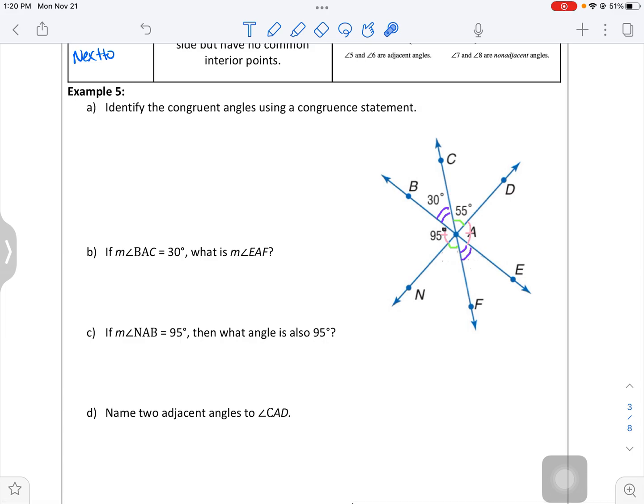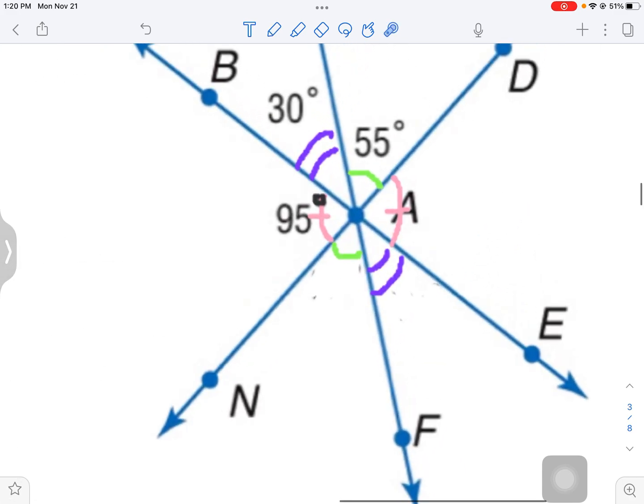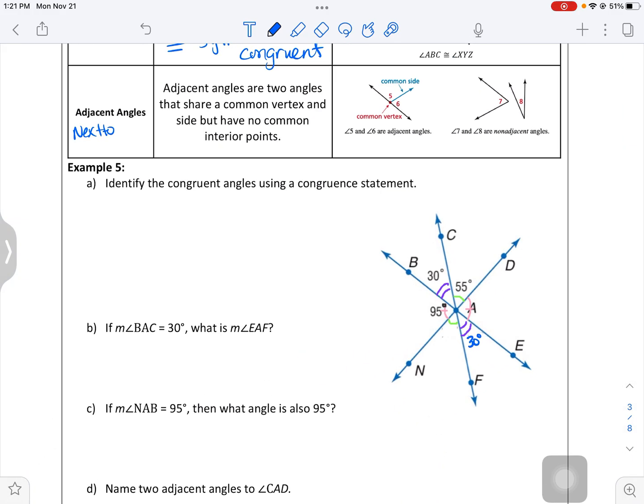Identify the congruent angles using a congruent statement. So congruent angles. Remember, when I'm looking at tick marks, this and this mean they're congruent because they both have 2 tick marks. So if this one's 30, that means this one is also 30 degrees too. So I can say angle BAC is congruent to angle EAF.